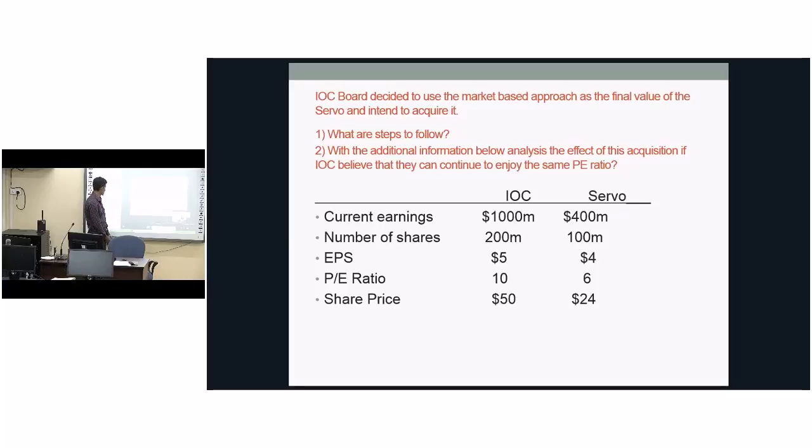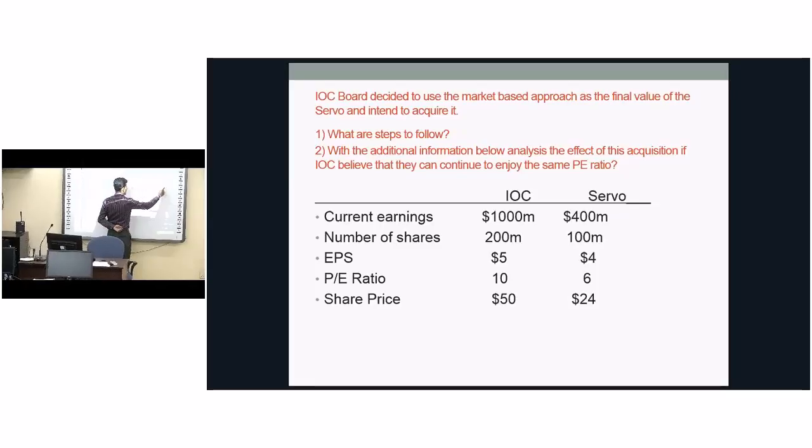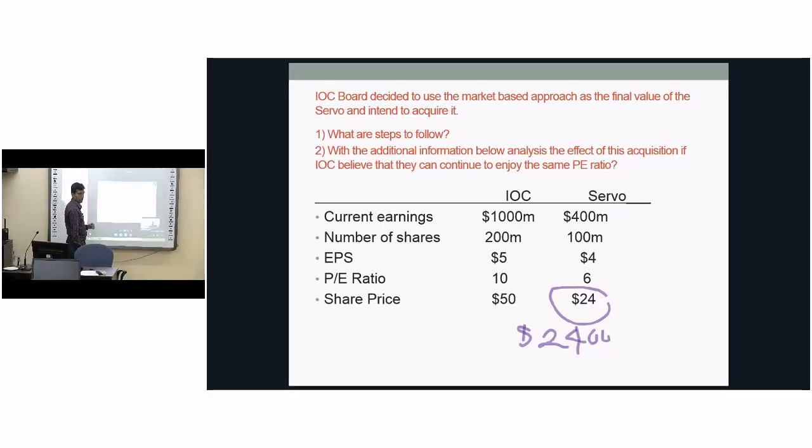Yeah, what's the value? Yes? 2,400 million. See? So how do we get it? The market price is there. The market price is 24. So 24, we have the market price into the number of shares. You will get 2,400 million. So they have said we are using the market approach. So now the IOC board have decided they are going to take over Servo at $2,400 million.